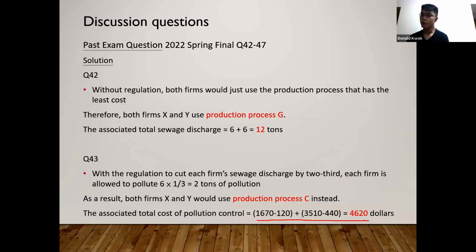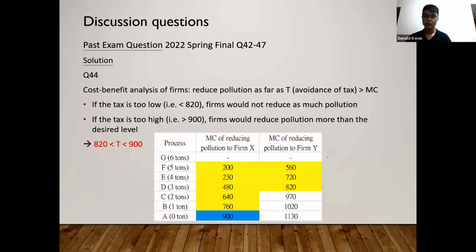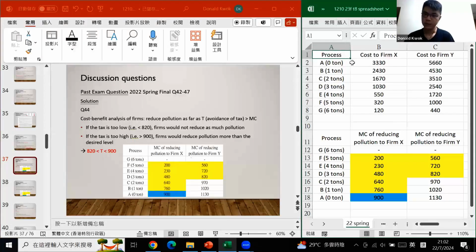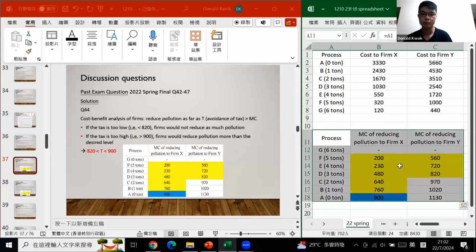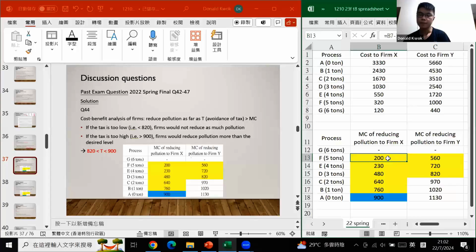Okay, so question 44, we are going to find the range of the tax T such that it can attain the target of reducing sewage discharge by 2/3. Okay, so let me take this opportunity to construct the marginal cost table here with you and to explain how it comes out. Okay, so let me shift my screen to Excel here. Okay, so the table here is directly given. So what I'm trying to go for is how to obtain this marginal cost table. Okay, so for this number, it means that if firm X is going to reduce the first ton of pollution, what would be the additional cost or the marginal cost required?